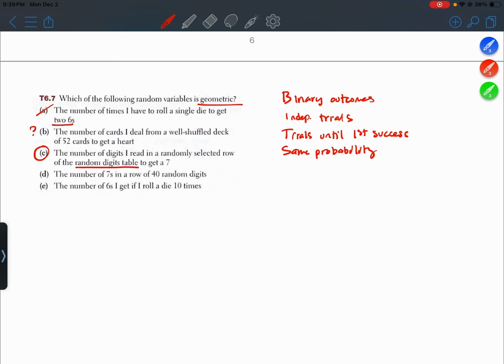Let's read the other ones. D, the number of 7s in a row of 40 random digits. That doesn't sound like they're waiting for the first success. E, the number of 6s I get if I roll a die 10 times. That sounds more like a binomial random variable: the number of successes in a fixed number of trials. Having read all of them, I like C. B would be my second choice if we were dealing the cards with replacement, but since it doesn't specify, we just shouldn't choose it.